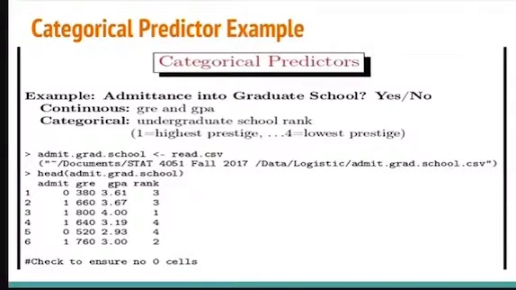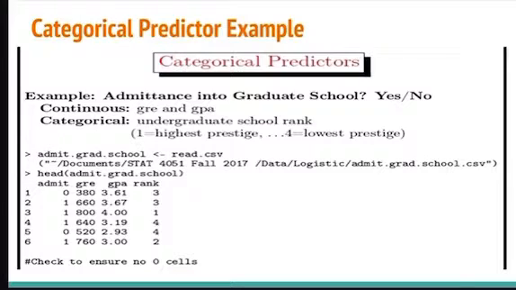We started working with this example on Monday, where we are considering some factors that determine getting admission into graduate school. The response variable here is categorical, yes or no, whether you're given admission or not, subject to some predictor variables like GRE, GPA, and school rank. We know the GRE and GPA are continuous predictors, but school rank is categorical.